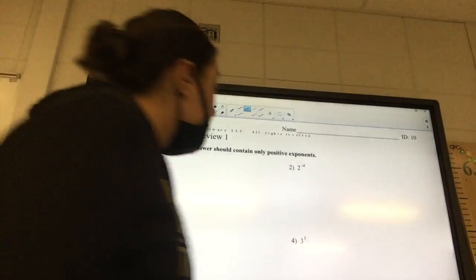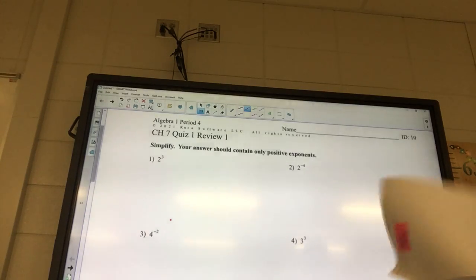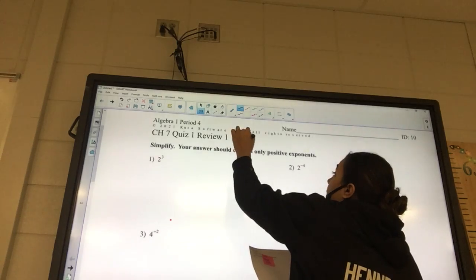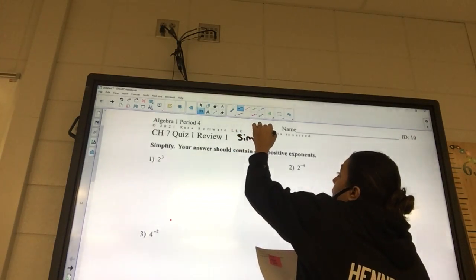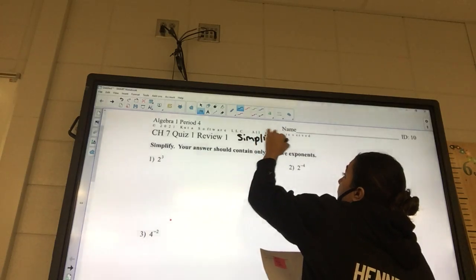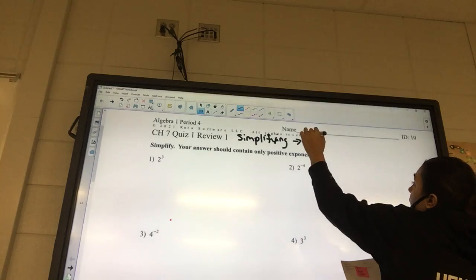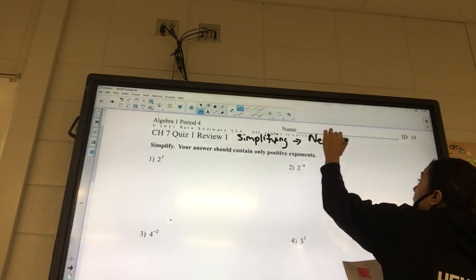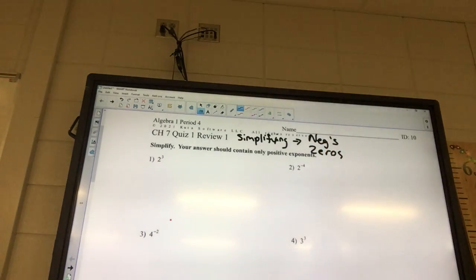All right, so quiz review. If you look through here, and I would like you to, and it doesn't have to be on this one, but one of them, the first page, is just simplifying. It's going to be just the negatives and the zeros. So just moving the negatives and the zeros.